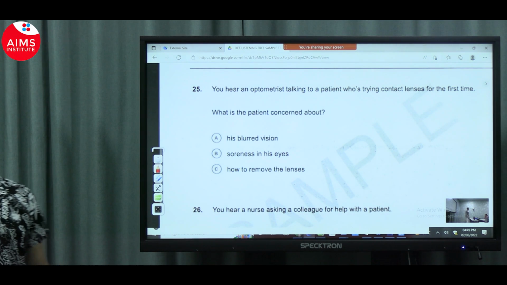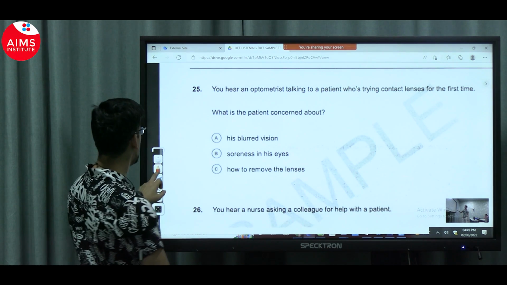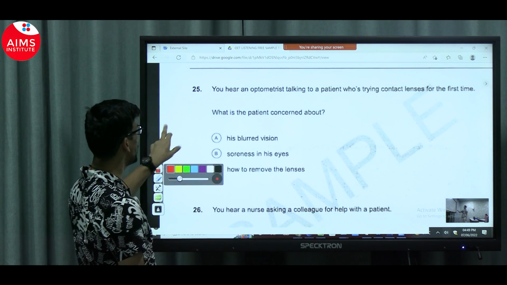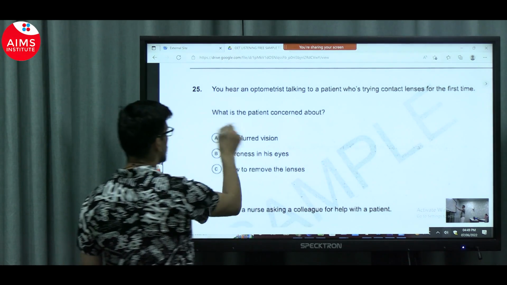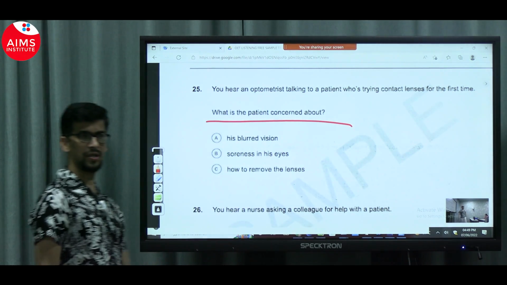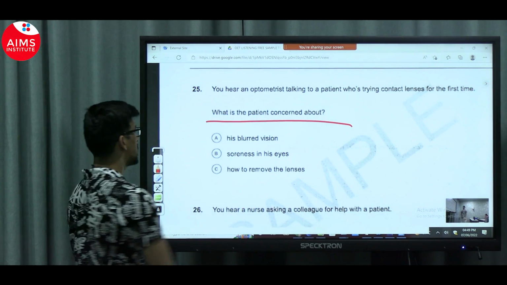In listening part B, how do we read the questions? How do we read the questions in listening part B? Are you simply reading "what is the patient concerned about?" First we'll see the context.